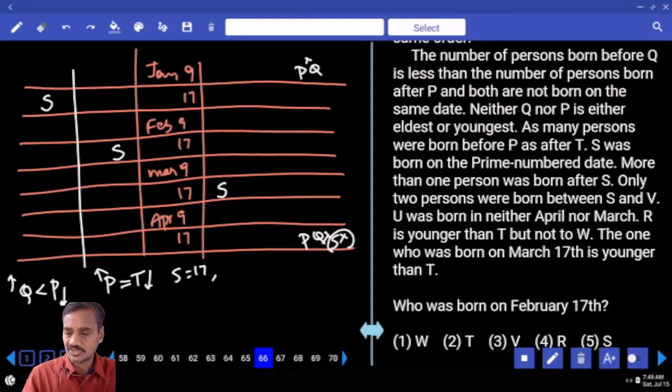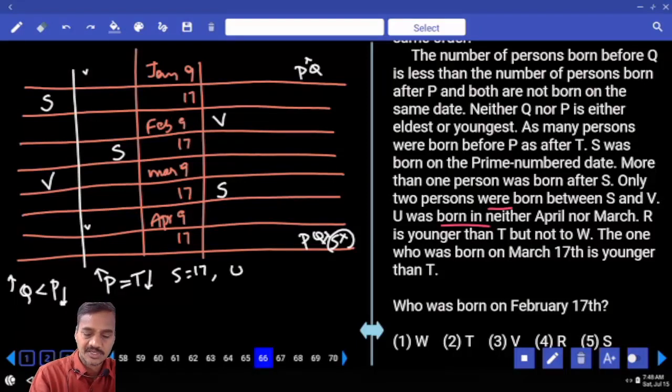And only 2 persons were born between S and V. S is here, 1, 2, V is here. In this case, V can be either the first place or this place. The next one, in this case V must be here, depending on S and V. And U was born in neither April nor March, so U must be in the month of Jan or February, on any one of these days.